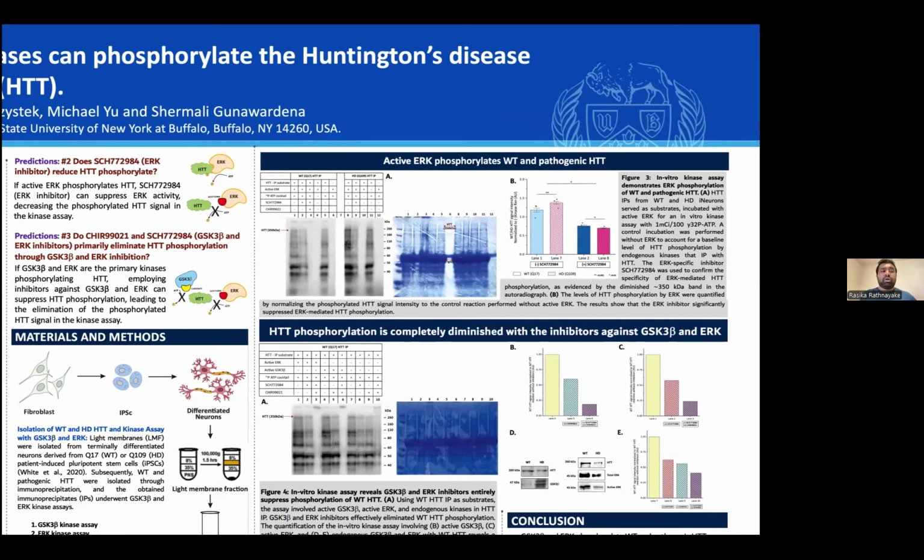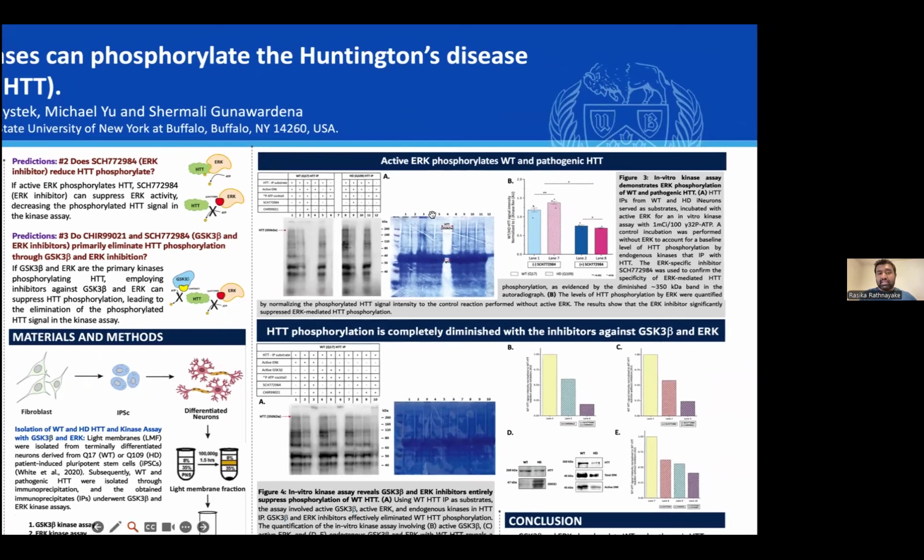To test the phosphorylation of Huntingtin by ERK, we performed a kinase assay using ERK. The results also showed that both normal and pathogenic forms of Huntingtin can be phosphorylated by ERK.